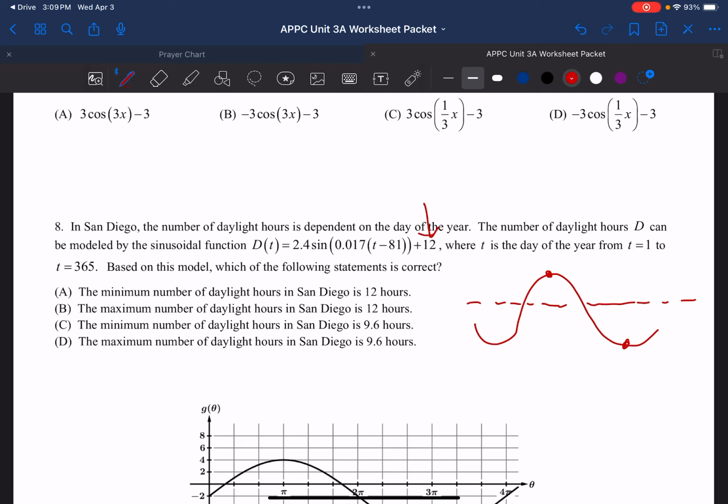Our midline is found at 12, because this is my D value, my midline value. So this is the line y equals 12. And then this number in front is my amplitude. Okay, this is my amplitude. So that tells me to the max and min, I'm going up or down by 2.4. So that would give me 14.4 here and 9.6 here. So the minimum is 9.6, which is the only one that is correct.